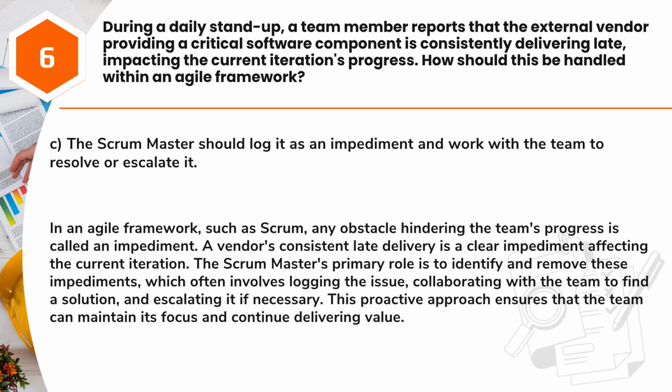Answer: C. The Scrum Master should log it as an impediment and work with the team to resolve or escalate it. In an Agile framework, such as Scrum, any obstacle hindering the team's progress is called an impediment. A vendor's consistent late delivery is a clear impediment affecting the current iteration. The Scrum Master's primary role is to identify and remove these impediments, which often involves logging the issue, collaborating with the team to find a solution, and escalating it if necessary. This proactive approach ensures that the team can maintain its focus and continue delivering value.